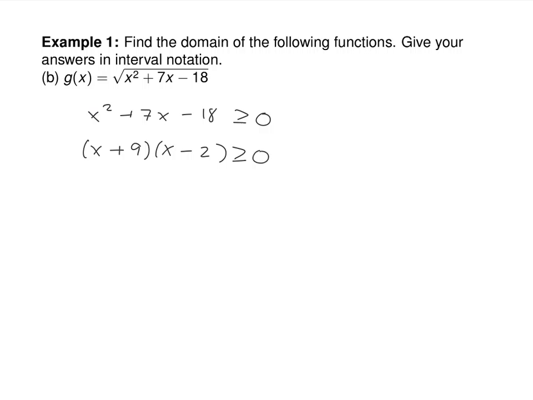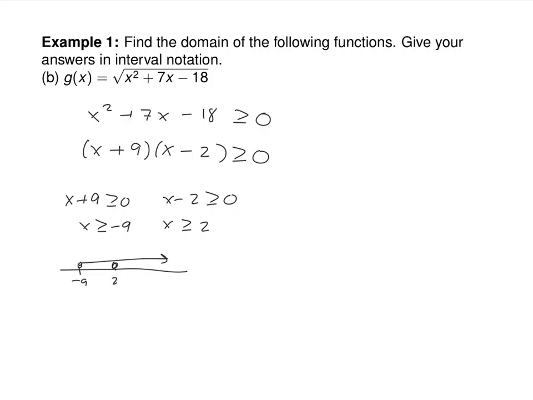Solving inequalities does not work the same way as normal numbers. So here's what some of you did in your test. You said, okay, x plus 9 bigger than or equal to 0, x minus 2 bigger than or equal to 0, which is not completely wrong. That means that if those two numbers, the x plus 9 and the x minus 2, are going to multiply to make a positive, then they both have to be positive, right? That makes sense. So this one says x is bigger than or equal to -9, x is bigger than or equal to 2.